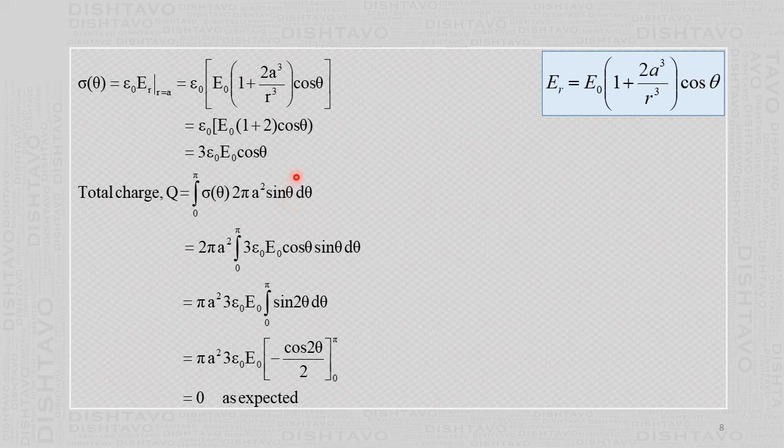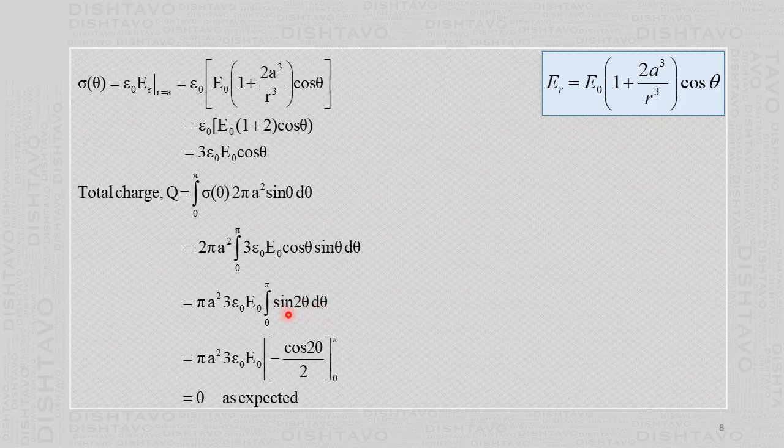Then here what we do is 2 pi a square is taken outside, and then we substitute for sigma from the previous formula. Sigma equal to 3 epsilon 0 E naught cos theta, and sin theta d theta continued. Then what we do here is, we take this 2 inside and we take 3 outside. See, pi a square and 3 epsilon 0 E naught, it is a constant, is taken outside. We take the 2 inside. So inside 2 cos theta sin theta is nothing but sin 2 theta. So we have to integrate now from 0 to pi sin 2 theta d theta.